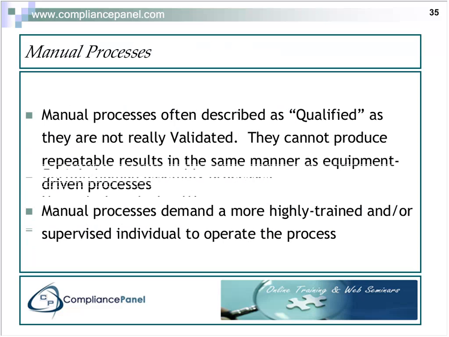Manual processes, as I indicated, are described as qualified as they're not really validated. You can't produce repeatable results in the same manner as equipment-driven processes because there's a degree of variability between operators, between shifts, between times of day, before lunch, after lunch, all those kinds of things fit into it. Our manual processes do demand a more highly trained and supervised individual to operate the process. I mentioned that the FDA expects a higher degree of training than a normal production operator that's not operating a validated process.